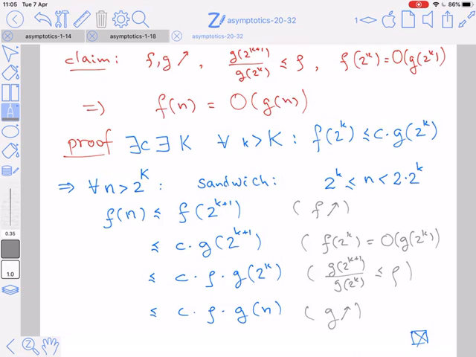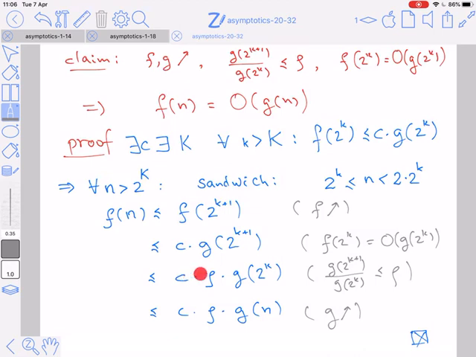Now, f of n is bounded by f of 2 to the power of k plus 1. Why is this true? Well, n is less than 2 times 2 to the k, and f is monotonically non-decreasing, so we get this inequality. Now, f of 2 to the power of k plus 1 is bounded by c times g of 2 to the power of k plus 1. This is because f is big O of g for powers of 2.